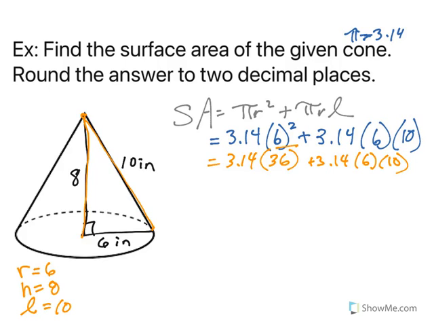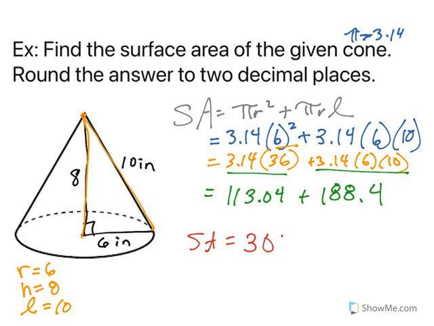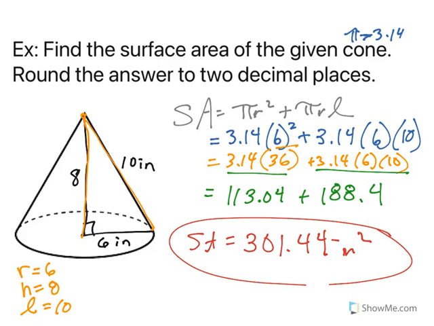Now we are ready to multiply. 3.14 times 36 gives me 113.04. And then 3.14 times 6 times 10 gives me 188.4. When I add those together, my surface area will be 301.44 square inches. Because we are dealing with surface area, we have square units. So if you wanted to wrap this particular cone with these dimensions, you would need 301.44 square inches.